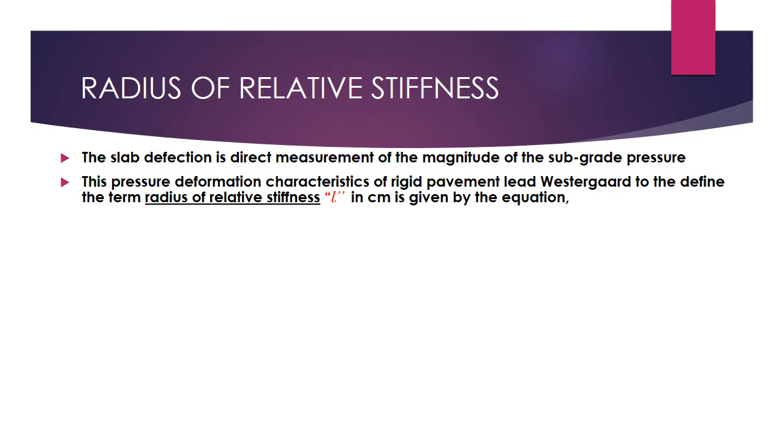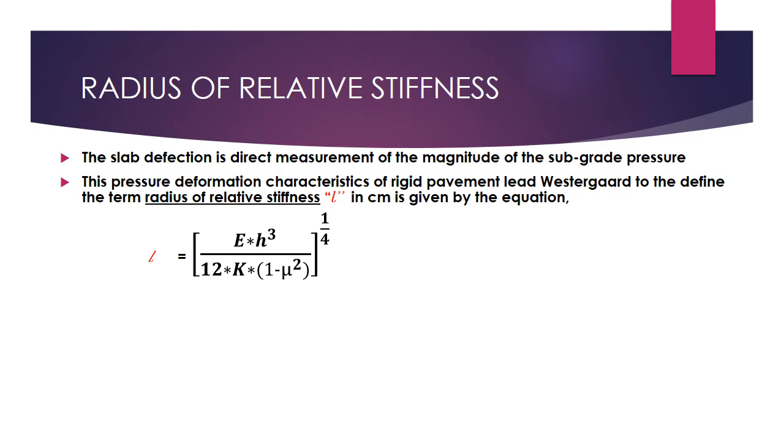Westergaard defined a term which is called radius of relative stiffness. He did that in order to let us find out the pressure deformation characteristics of the rigid pavement. It is denoted by small l, and he has given an equation for that. This is the equation: l equals (E h cube divided by 12 k (1 minus mu square)) to the power 1 by 4.